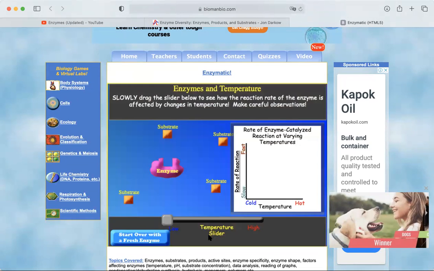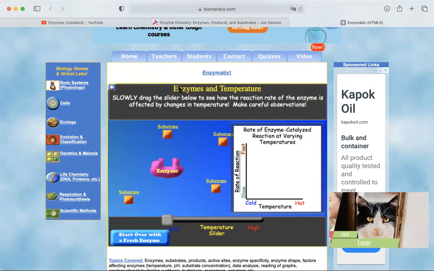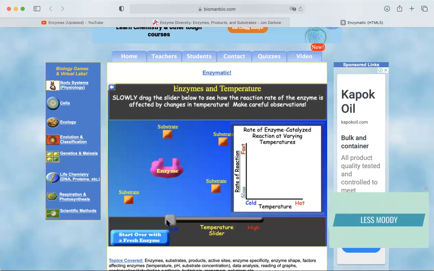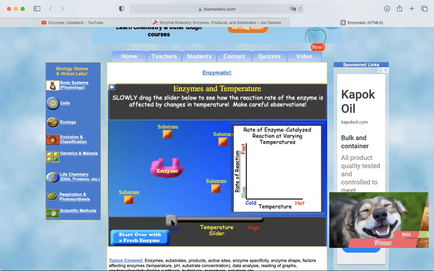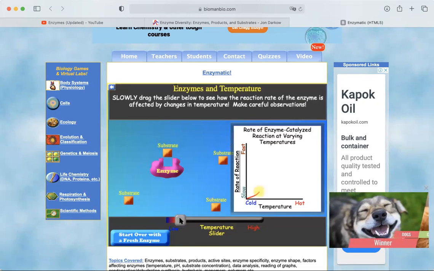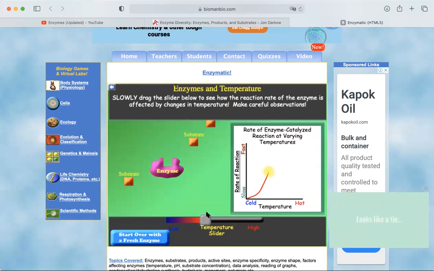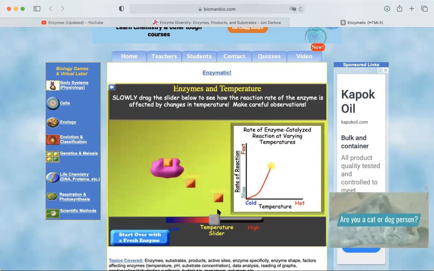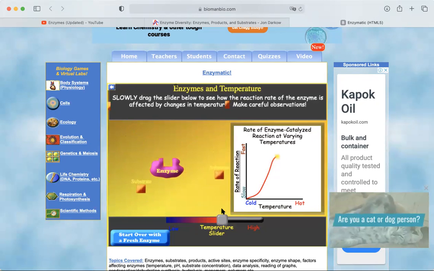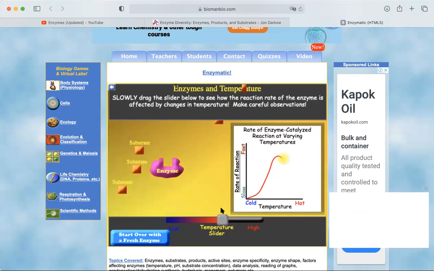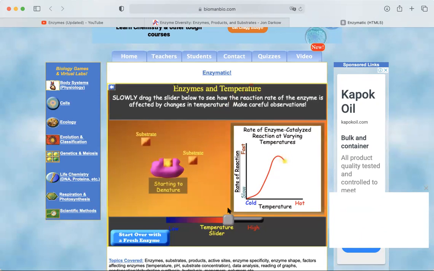You'll enter the lab, and then you'll slowly drag the slider over to see how the reaction rate of the enzyme is affected by changes in temperature. So the temperature gives you a high and low, and it shows you what exactly is happening with the substrate in that enzyme. And as you increase the temperature, you see how the rate of the reaction eventually increases to a certain point.